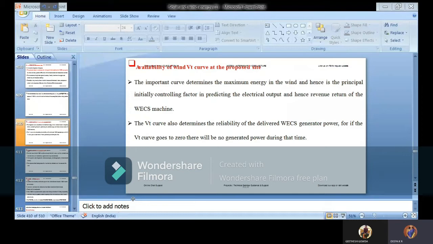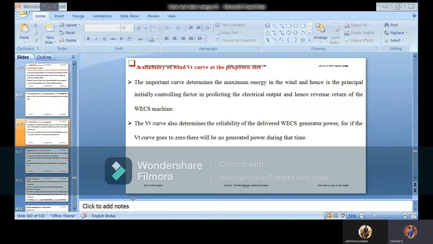Then the VT curve also determines the reliability of the delivered WECS generator power. If the VT curve goes to zero, then there will be no generated power during that time, because wind is a critical parameter. Whenever you have good wind, it can generate power, and that acts as reliable power delivered from the WECS system. If there is no wind, there is no ability of your blade to rotate to give mechanical energy for the conversion, then your output will be zero.